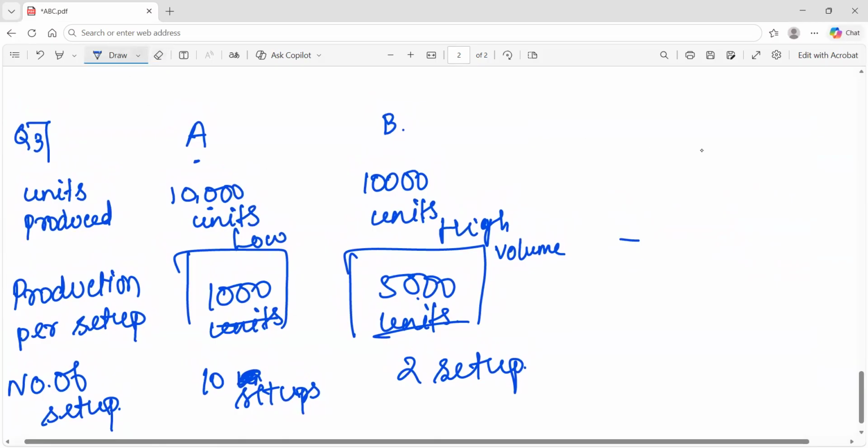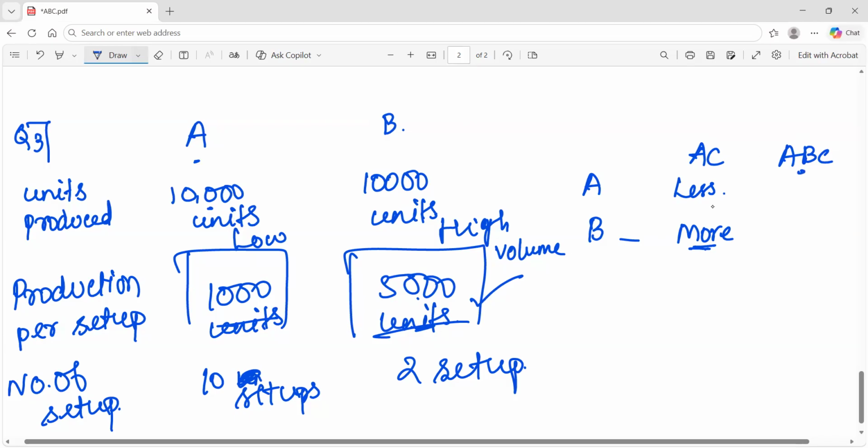If we are using absorption costing, more overheads will be absorbed by product B. Why? Because more units are produced. So in absorption costing, overheads are absorbed based on the number of units we are producing. Product B is a high volume product, so more overheads will be absorbed by product B, whereas less overheads will be absorbed by product A in absorption costing. But if we are using activity-based costing, what will happen?